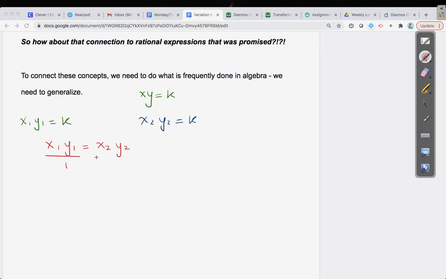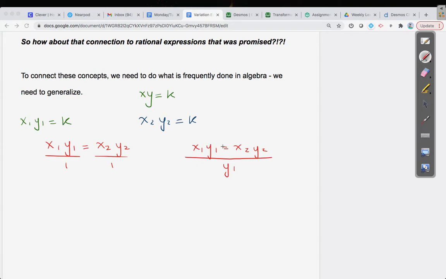So if you wanted to, you could just do this and say I'm done. But most people choose to do a little bit of rearranging. So let me just write it again: x sub 1, y sub 1 is equal to x sub 2, y sub 2. People like to have a kind of traditional aesthetic or form to this.